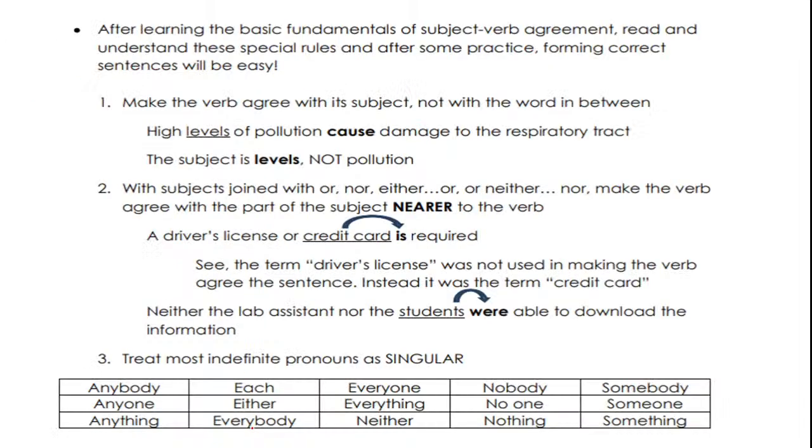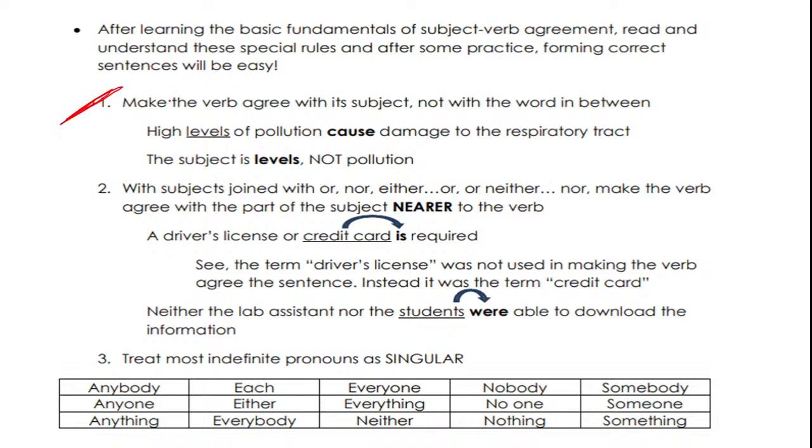So the rules that we have seen after learning this chart was that there are 8 particular rules to follow to understand the relation between the subject and the verb. Here, after learning the basic fundamentals of subject-verb agreement, read and understand these special rules, and after some practice, you will be able to form the correct sentences, as I said, right?